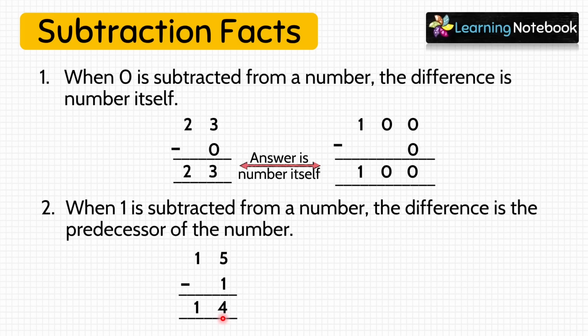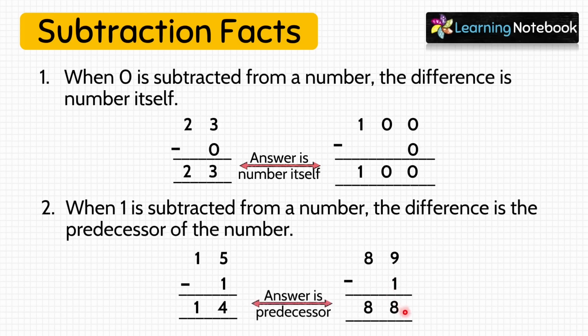For example, if we subtract 1 from 15, we get the answer as 14, and 14 is the predecessor of 15. Another example, 89 minus 1 equals to 88, and 88 is the predecessor of 89. So this is subtraction fact 2.